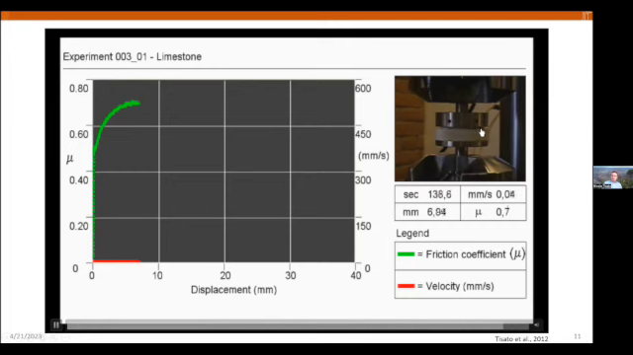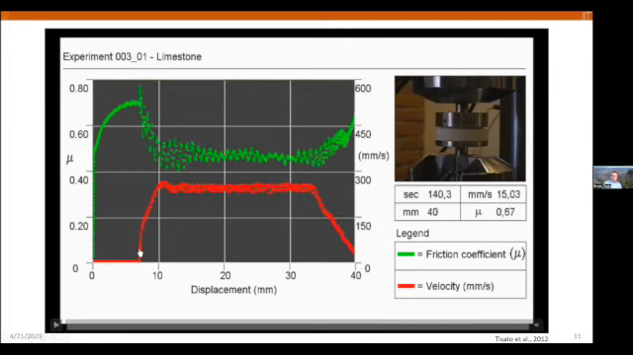And then suddenly you will see we will increase the velocity here in red and maintain the velocity for a certain displacement for a certain time. And as you can see here, the friction goes from 0.7 to 0.5 and remains at 0.5 for the time that the velocity is sustained, and eventually goes back to 0.7 as the velocity decreases. So again, this is a classical rotary shear experiment. And as you can see here, the velocity is completely controlled by the machine itself.